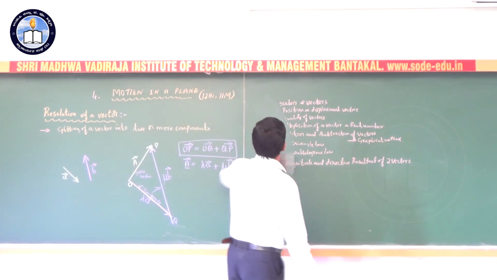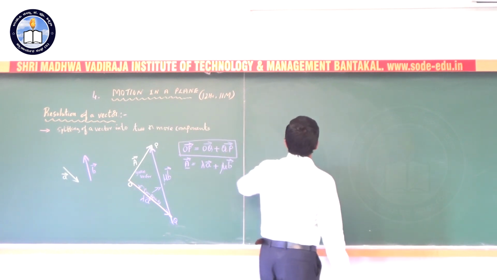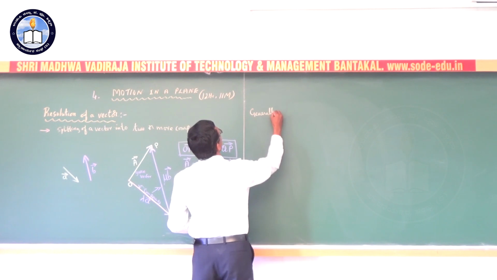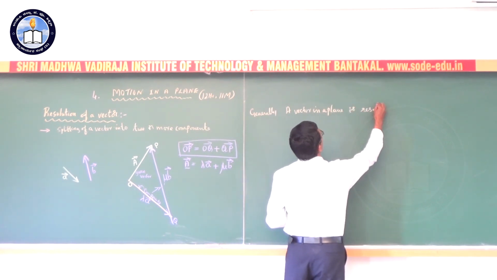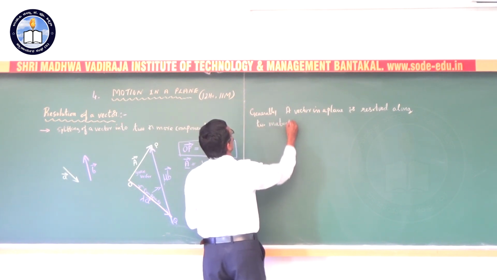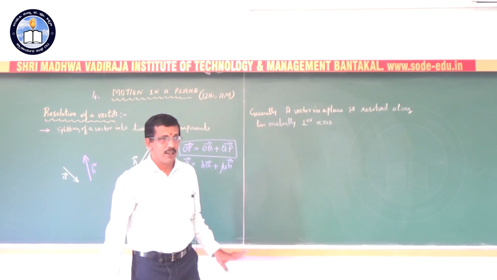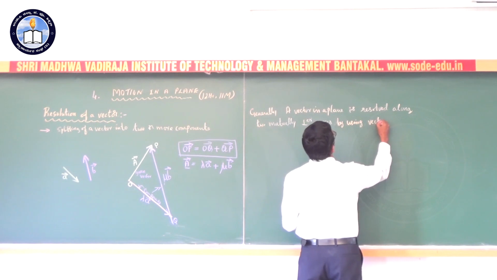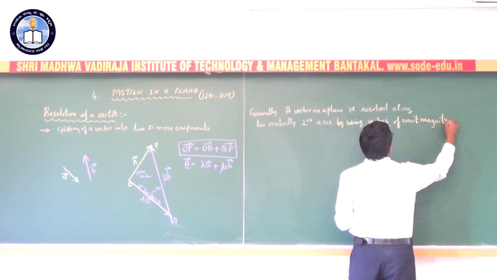Generally, a vector in a plane is resolved along two mutually perpendicular axes by using vectors of unit magnitude.